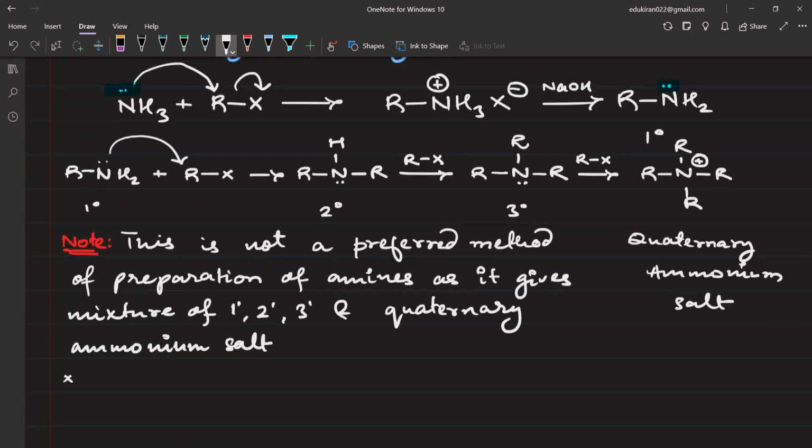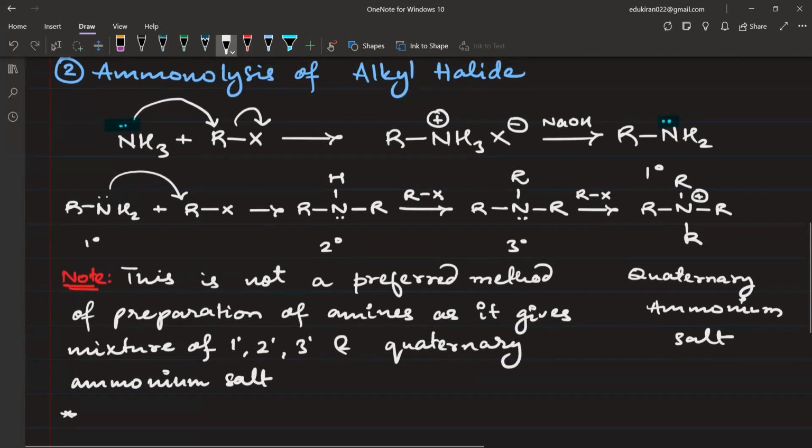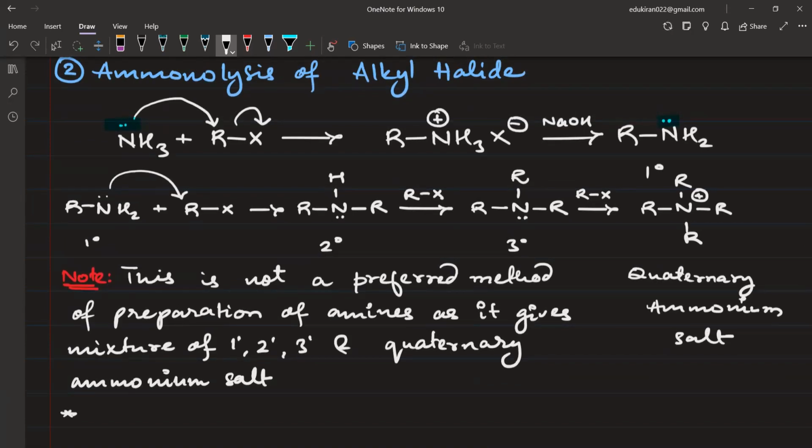Right, next point. Now see, listen again. Please don't write anything. Listen very carefully. The problem is, who is 1 degree amine getting? 1 degree amine is getting alkyl halide. Who is 1 degree amine getting? Alkyl halide. That is why it is reacting. 2 degree amine is getting alkyl halide. So the problem is alkyl halide.